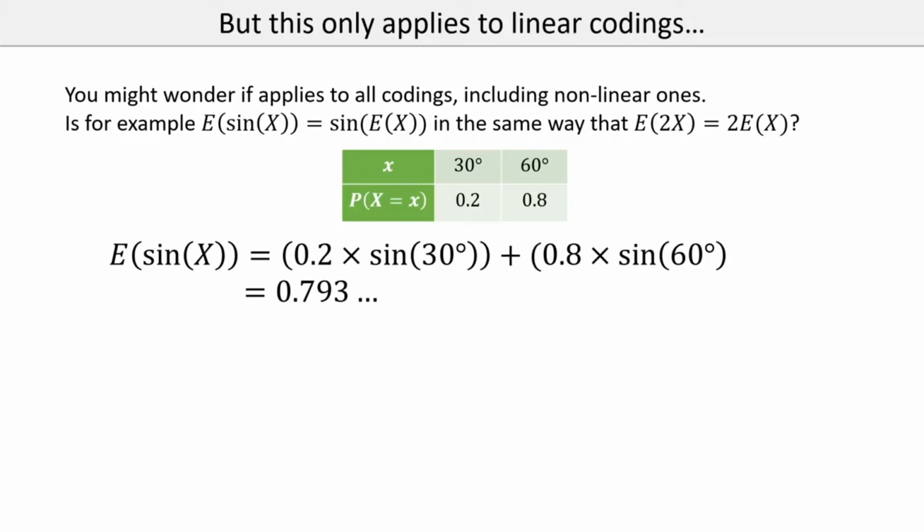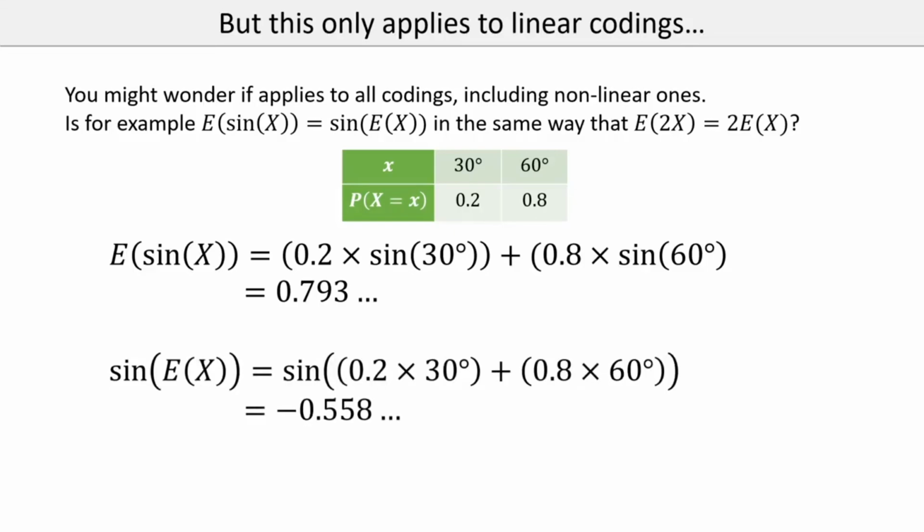Let's see what happens when we calculate sine expectation of x. Our expectation we'll find just by multiplying 30 by 0.2 and 60 by 0.8. If we take the sine of that value, we get negative 0.558. The expectation of sine x does not equal sine expectation of x. So just be vigilant and make sure you're only trying to apply this technique to linear functions. These are not equal to each other. We cannot use this shortcut technique.